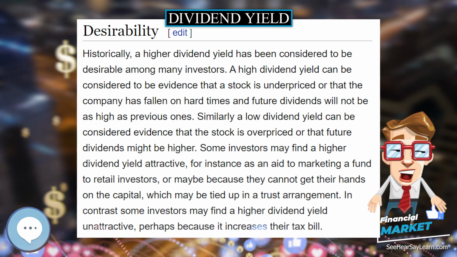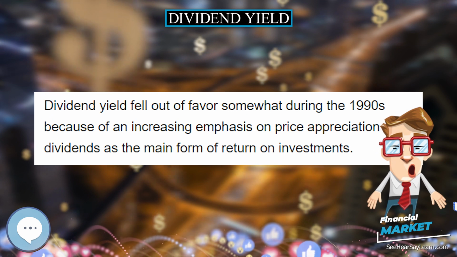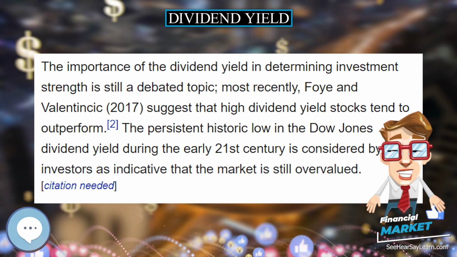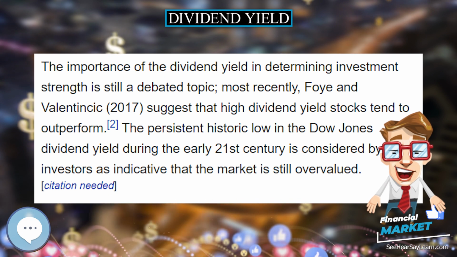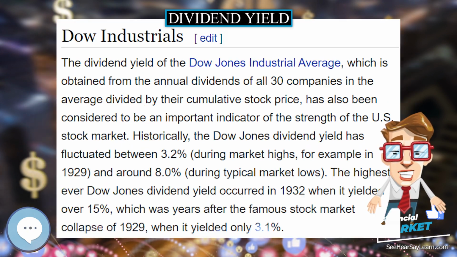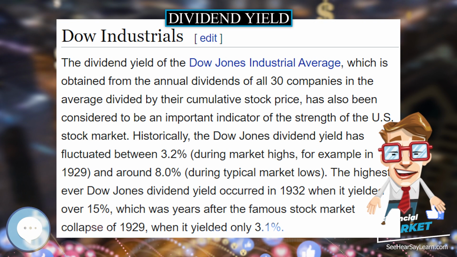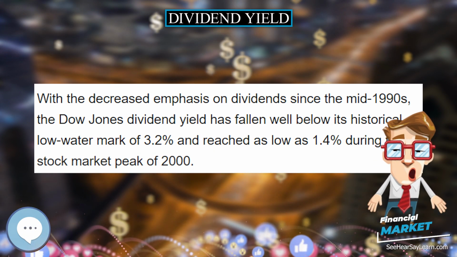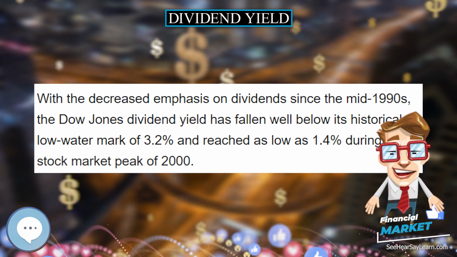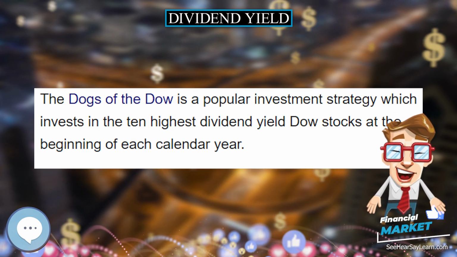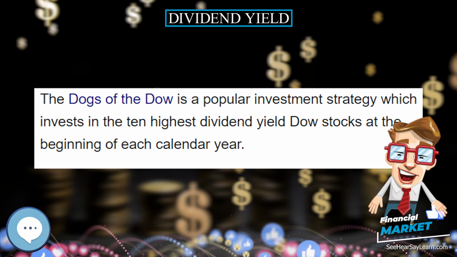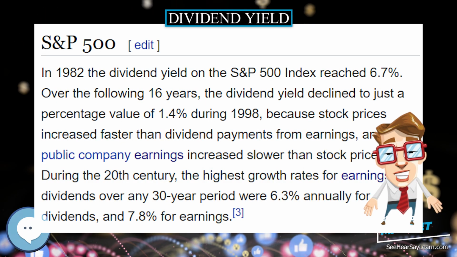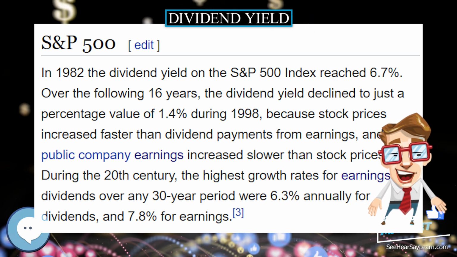Dow Industrials. The dividend yield of the Dow Jones Industrial Average, which is obtained from the annual dividends of all 30 companies in the average divided by their cumulative stock price, has also been considered to be an important indicator of the strength of the U.S. stock market. Historically, the Dow Jones dividend yield has fluctuated between 3.2% during market highs, for example in 1929, and around 8.0% during typical market lows.